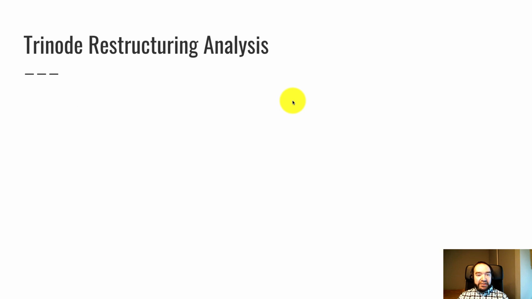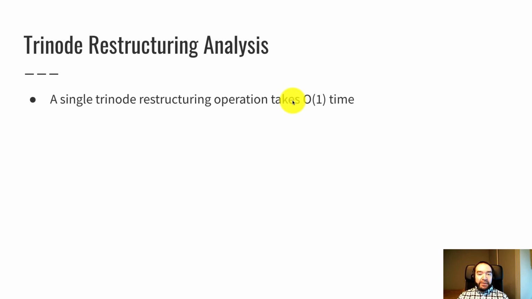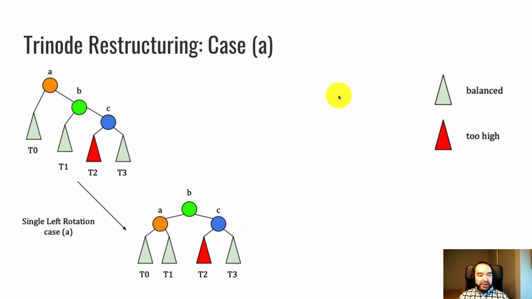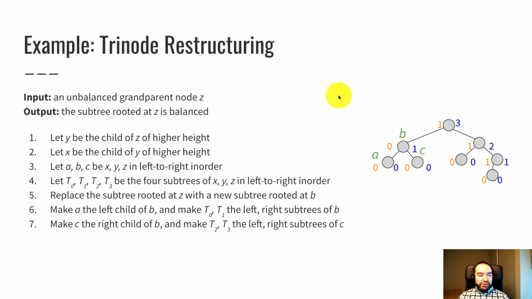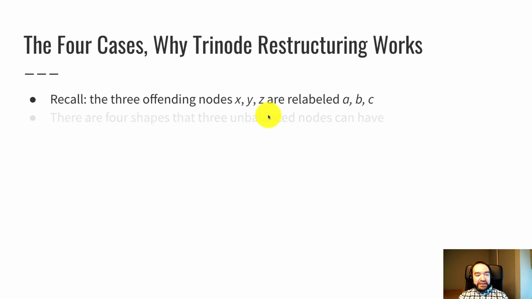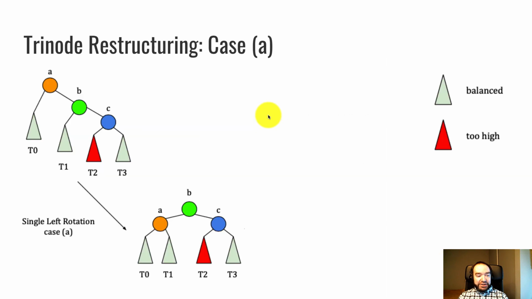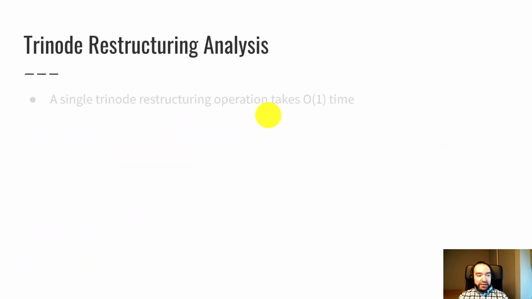Let's do a quick analysis of the restructuring itself. A single trinode restructuring operation takes constant time. If we go back and look at the pseudocode, there are no loops or recursion going on here. It's just a bunch of assignments. We create these variables x, y, z. We have some if statements to decide which is which, but there's no loop or recursion. It's kind of complicated, to be fair, but it is big O of 1 time because there's no repetition going on. So even though it's a relatively lengthy constant time operation, it still counts as big O of 1.